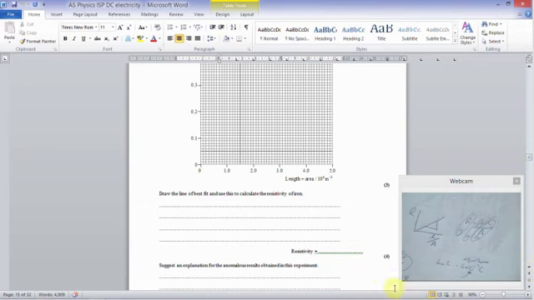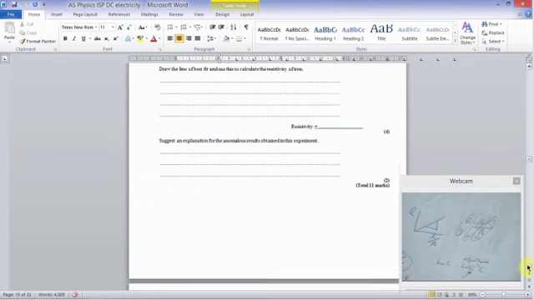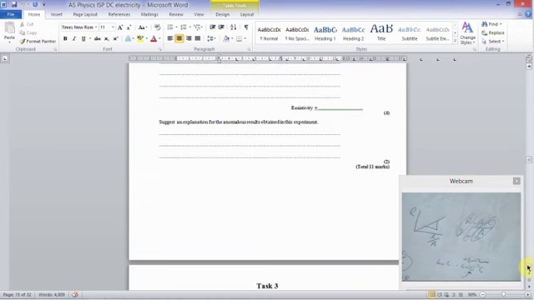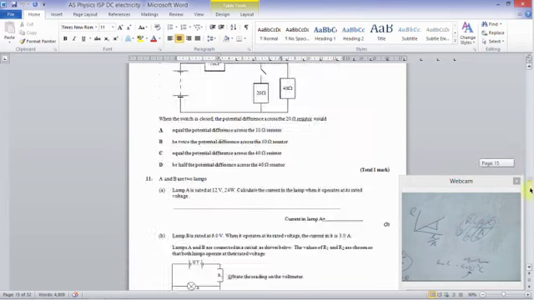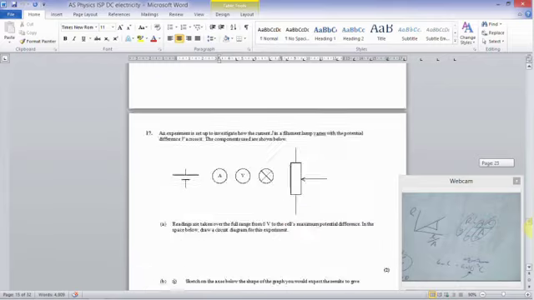It says suggest an explanation for the anomalous results obtained in this experiment. So there were some anomalous results and you plotted this. Remember, there's many potential reasons for this. There's error when reading the resistance, small fluctuations of resistance, incorrect measurements of length, random errors potentially even, so any of those would get you the marks. Let's have a look and see what the mark scheme says.